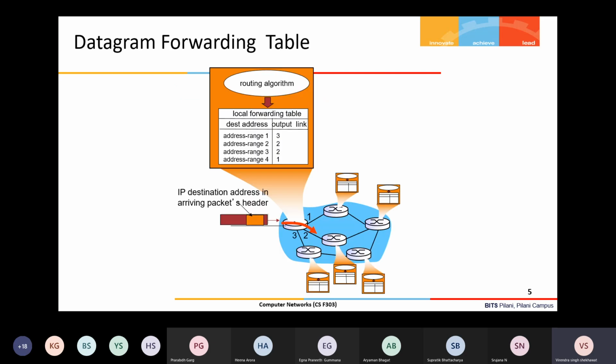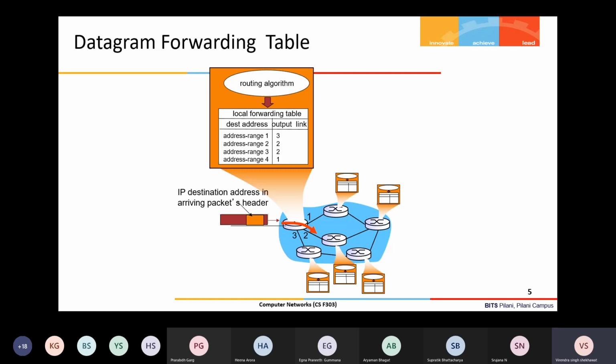Now, right now we are talking about the datagram network. There is another type of IP network which supports the virtual circuit approach, which we have not discussed right now.